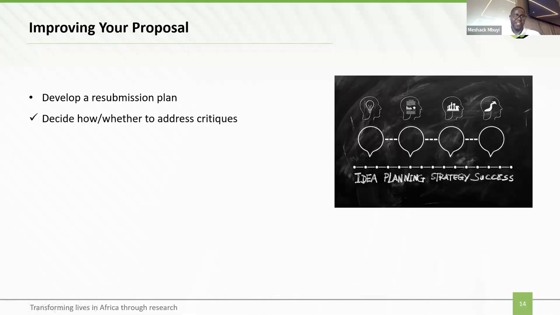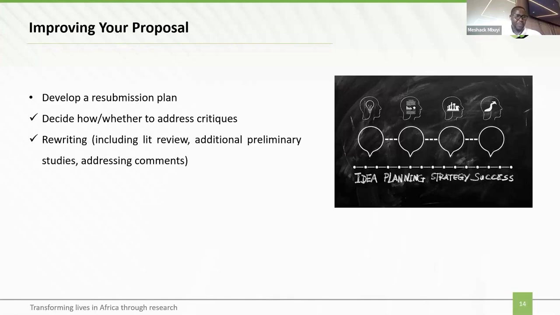Also, you need to decide how and whether to address the critiques or the reviewer concerns. You need to decide how you will address them. And I was just alluding to that with my example of how to address it when the comment is about lack of preliminary data. You need to think about what parts you are going to rewrite: a literature review, additional preliminary studies, and how you're going to be addressing the comments.